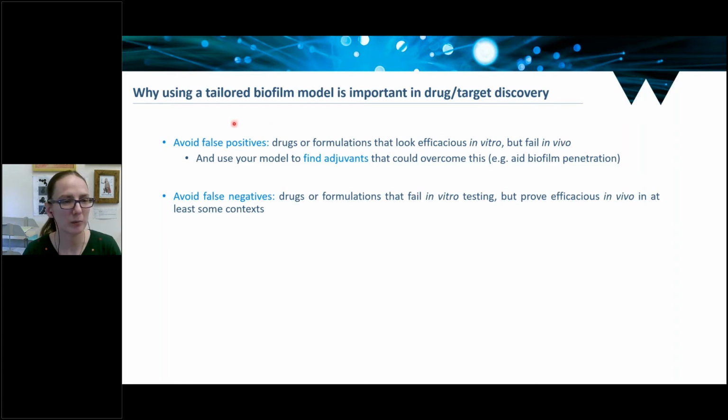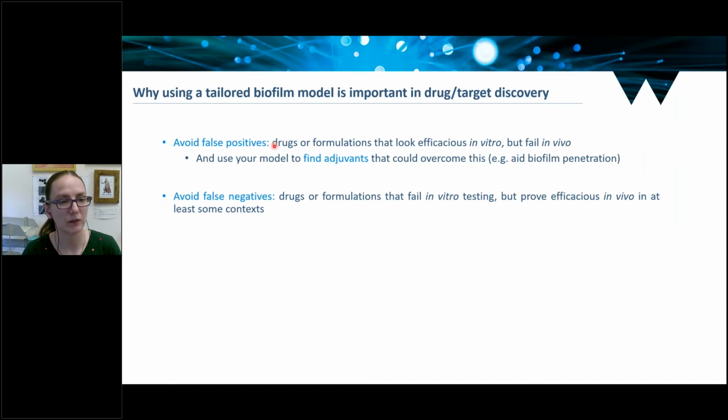And I think it's important to bear in mind that if you use a really good model of the biofilm you're interested in and use it early in your work, you can avoid false positives and you can avoid false negatives. And by that, I mean, often when you use a model that's too simple or too general purpose, you might find lots of candidate drugs that look like they're going to work brilliantly in vitro, but they actually fail when you put them in a more complex in vivo environment.